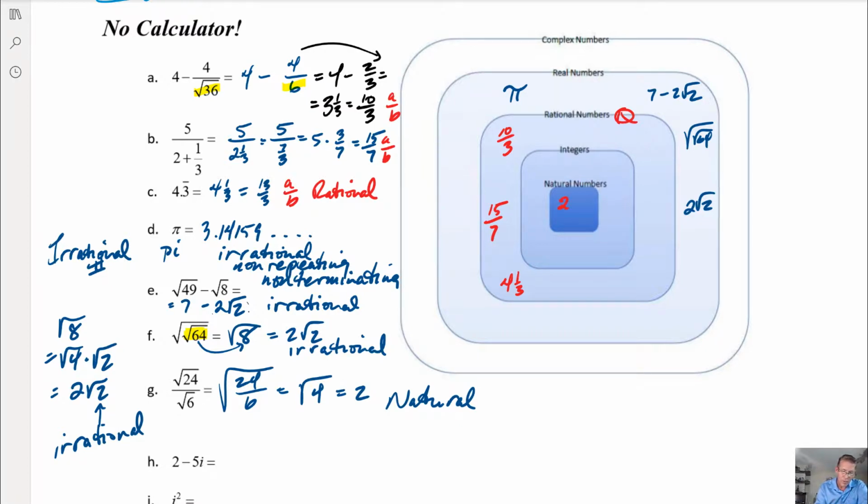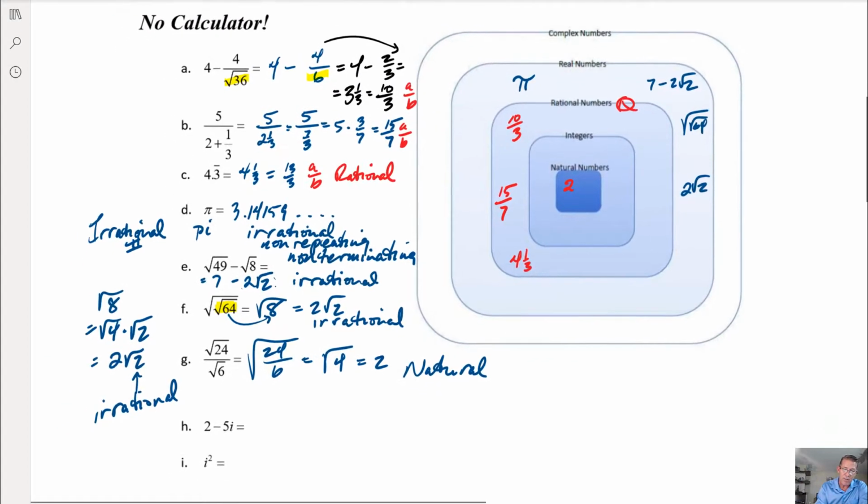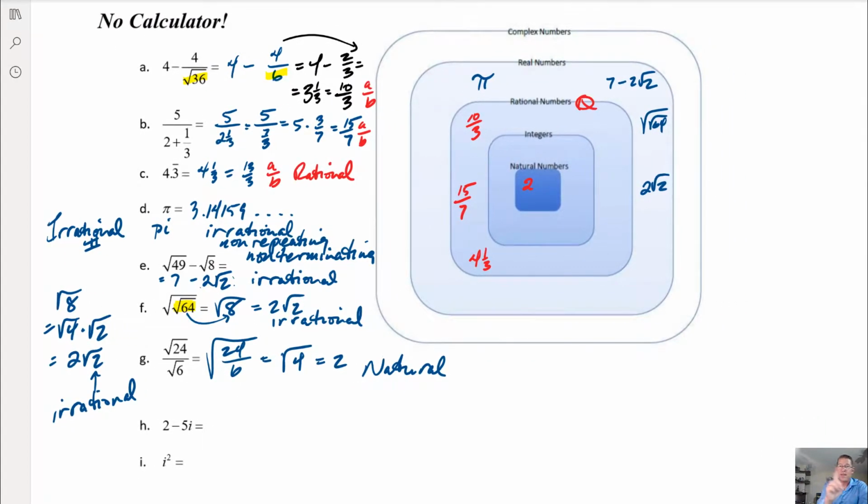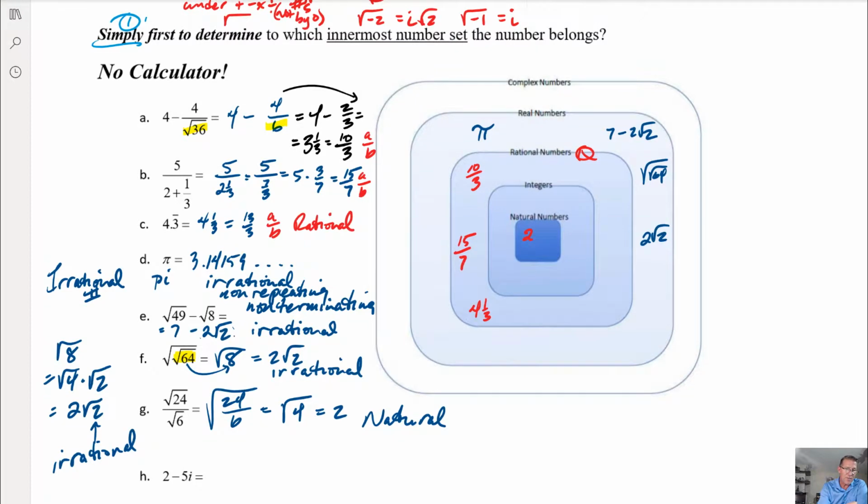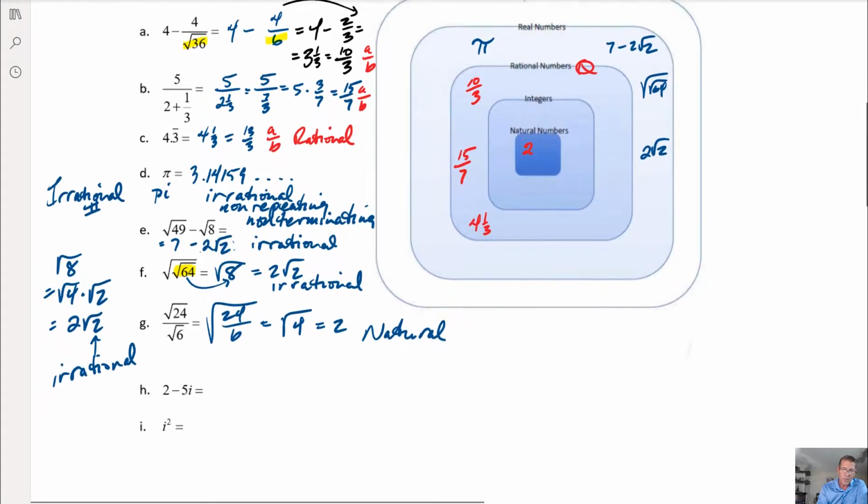So be careful. Just because it has a square root does not mean that it's irrational. You got to simplify it first. That's why I said in the directions right up here, simplify first to determine what set it belongs to.